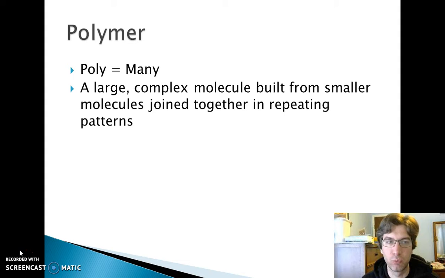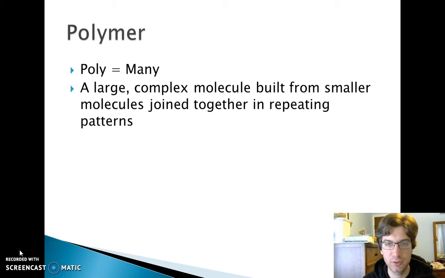Polymer, just breaking down the word, poly means many. So if you can remember that, you can remember that polymer is just a large complex molecule built from smaller molecules that are joined together in a repeating pattern. So it is just the same small molecule repeating in a pattern over and over again. So it might be a couple different ones, like this molecule and this molecule and the original and the next and so on, but it is a pattern and it repeats.